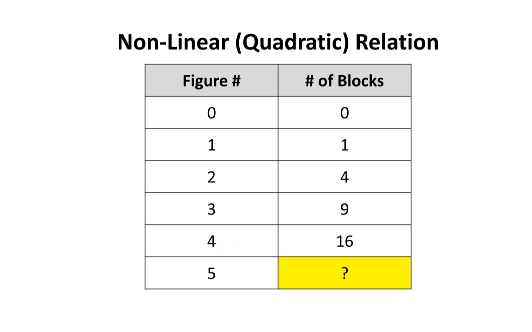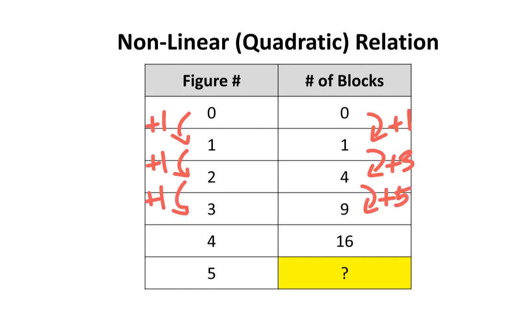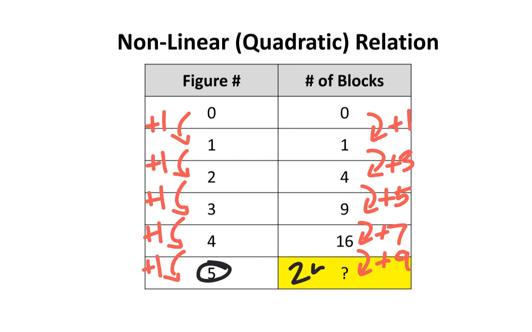We represented the linear relation with a table of values. You can also represent a quadratic relation, which is a type of nonlinear relation, with a table of values as well. Just like before, you'll see that the number of blocks is increasing by a different amount each time the figure number increases by 1. Using this information, you can predict the number of blocks in figure 5, and the number of blocks in figure 5 would be 25.